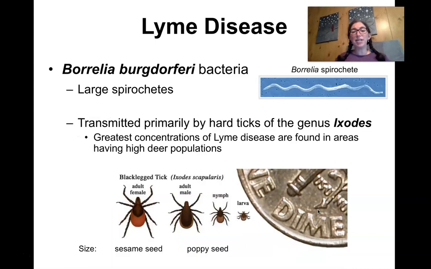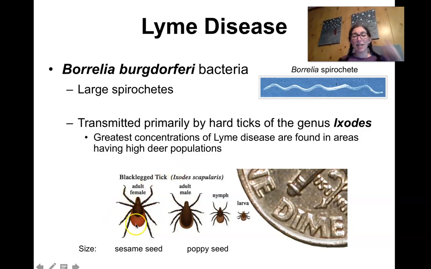The bacteria that causes it is called Borrelia burgdorferi, and it's a spirochete. We haven't seen any spirochetes yet. We've seen mostly cocci and bacilli, but this is a spirochete. It moves like a corkscrew, kind of. And it's transmitted by ticks of a specific genus called the Ixodes ticks.